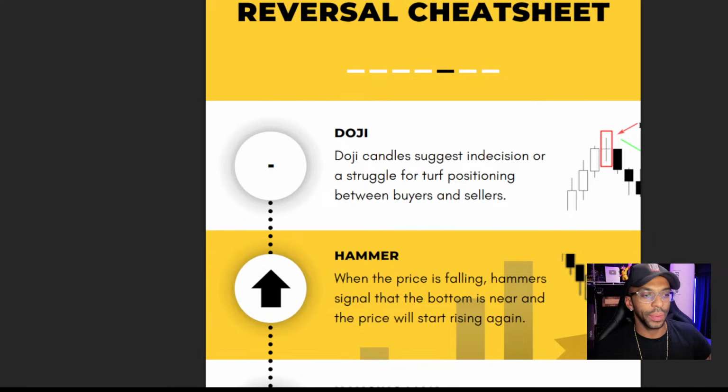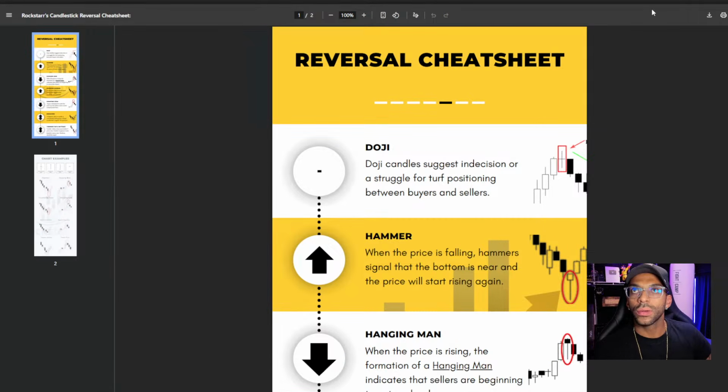All right, so I got this cheat sheet for you guys as well. If you're already in the Discord, you probably got this sent to you already. But I'm going to pull it up again for you guys so you can see it. So we got this reversal cheat sheet for you guys as well. So another session, just giving you guys some free stuff here, right?